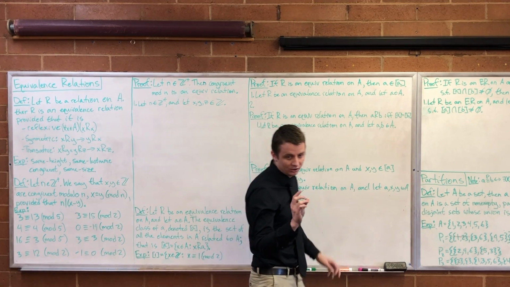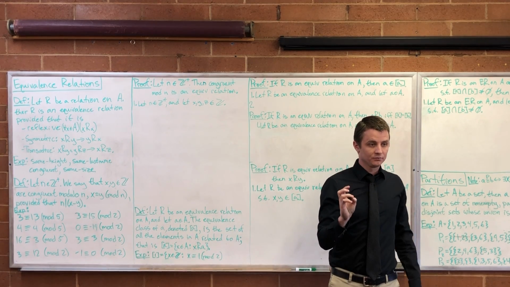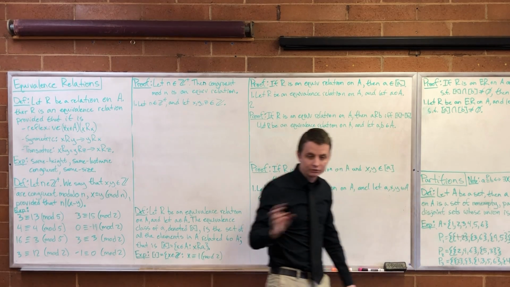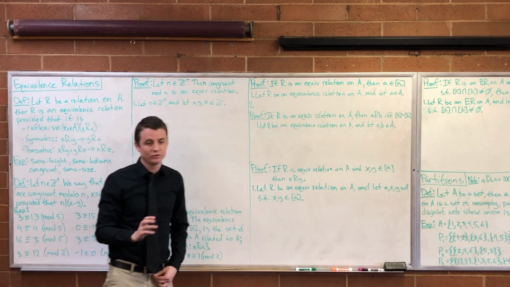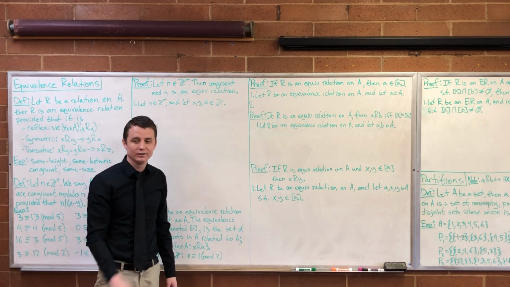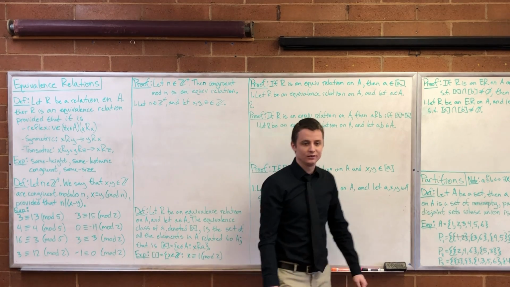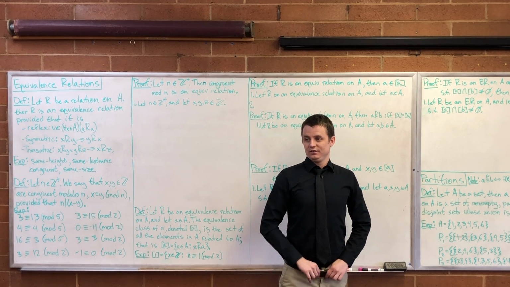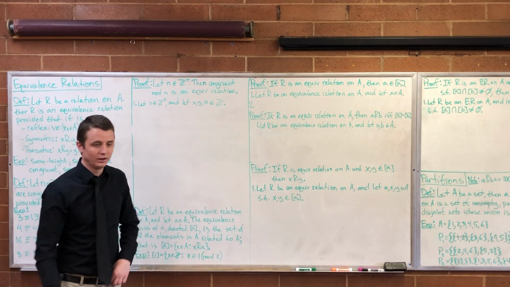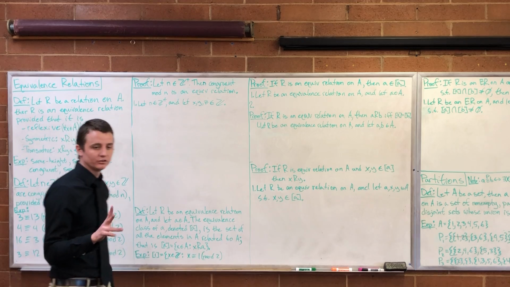What was symmetric? If x is related to y, then y is related to x. What was antisymmetric? If x is related to y and y is related to x, then x is equal to y. Good. And then transitive? If x is related to y and y is related to z, then x is related to z. Perfect. All right. So those were the 5 that we were interested in.